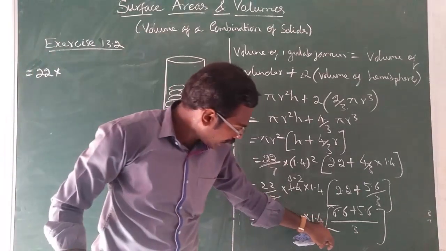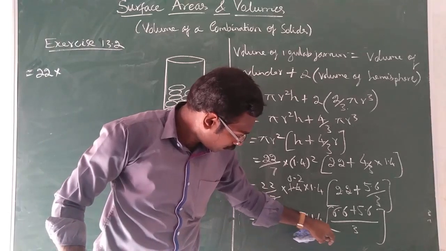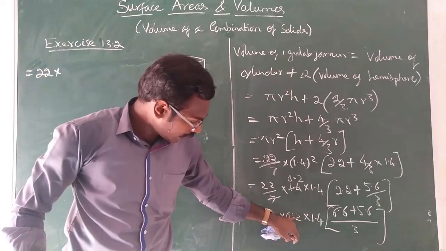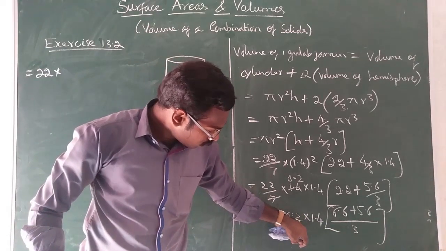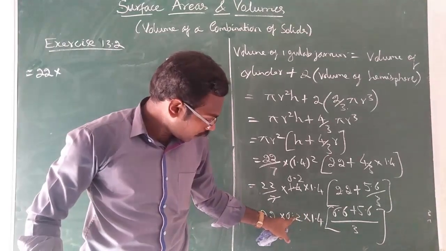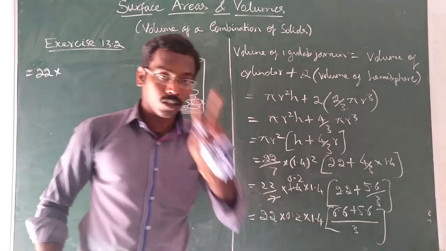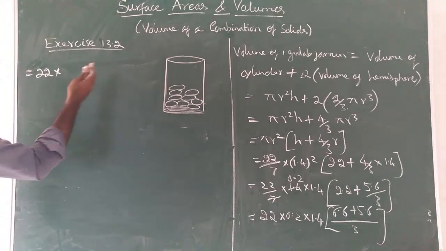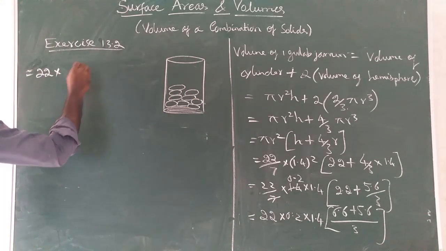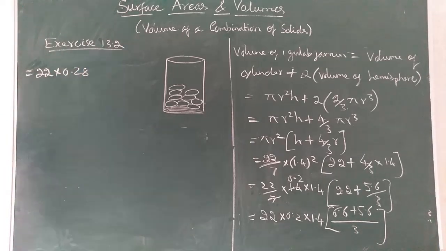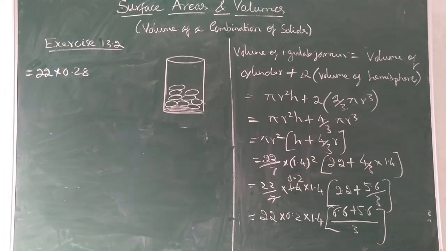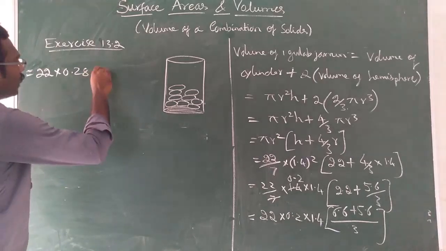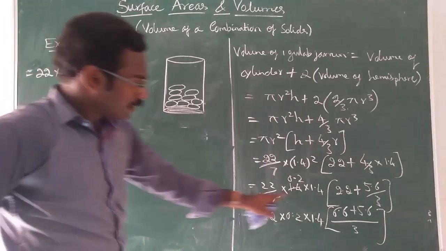But how many digits here? Here after the point, one digit, 4, is there. Here after the point, one digit, 2, is there. Okay, so here 1 digit, here 1 digit, so totally 2 digits. Therefore 28, totally 2 digits to the left, means 28 point, so 0.28. Understood? So we can multiply it directly.